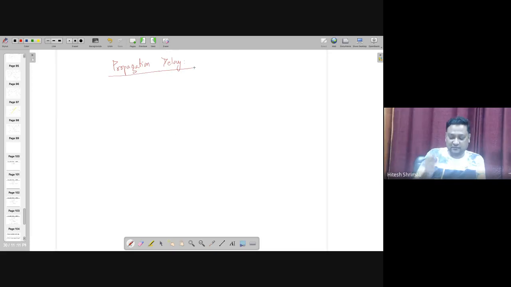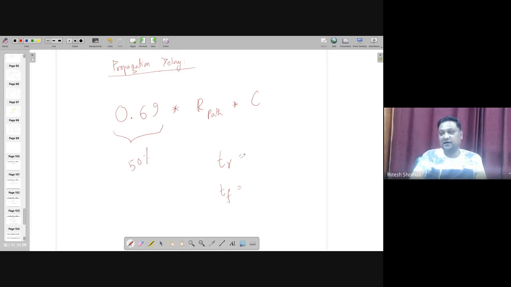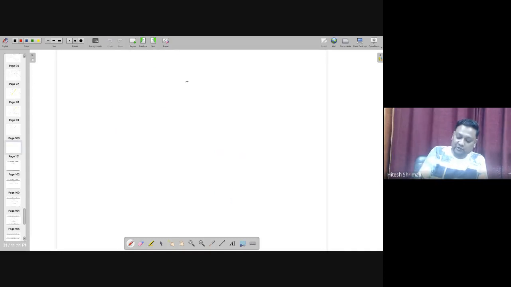Which says that we are going to follow the Elmore delay, and in Elmore delay, we are keeping 0.69 times the path resistance times the capacitance looking at that particular node. So this is the Elmore delay. We are measuring at 50%, that's why it's 0.69. However, if you are interested in finding out the rise time and fall time, we are going to measure it at 90%. And for 90%, you have to change the value of that particular number, and you can find out those things.